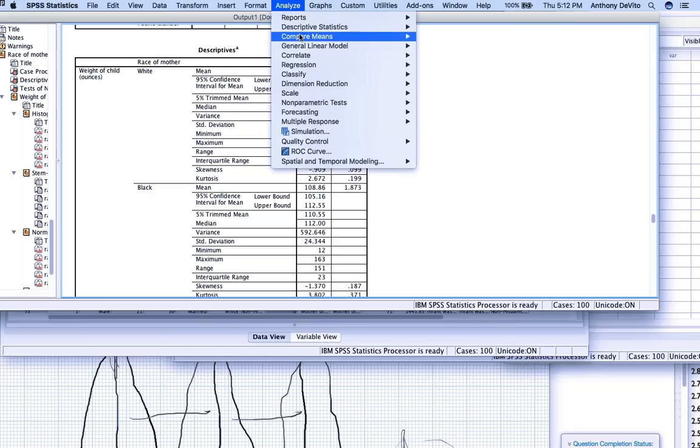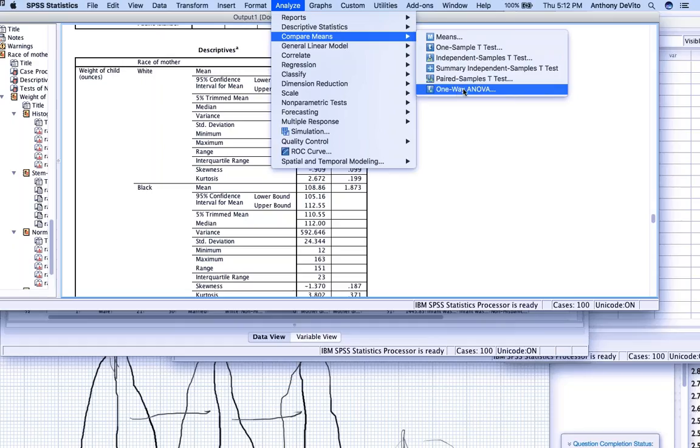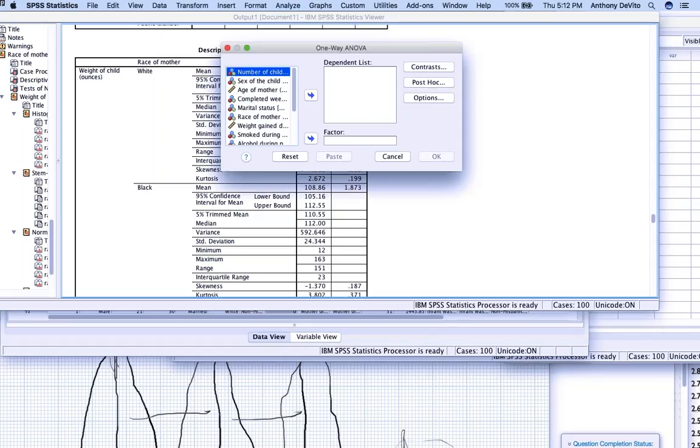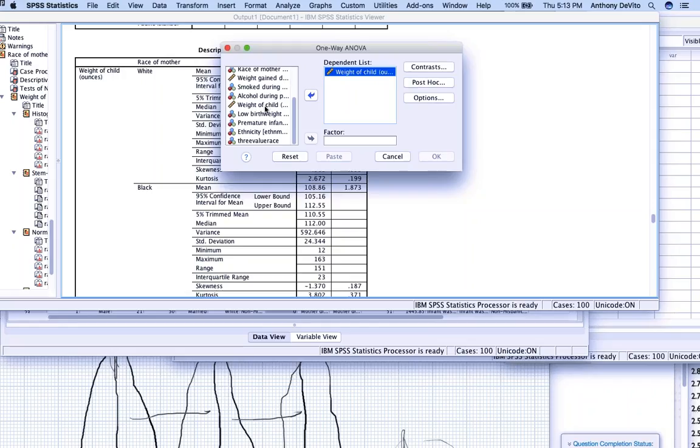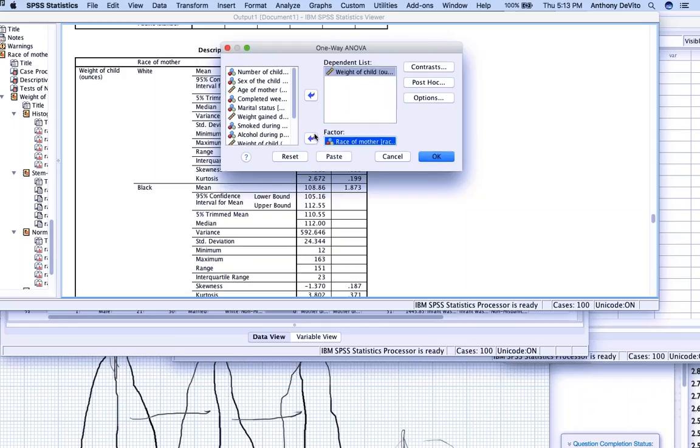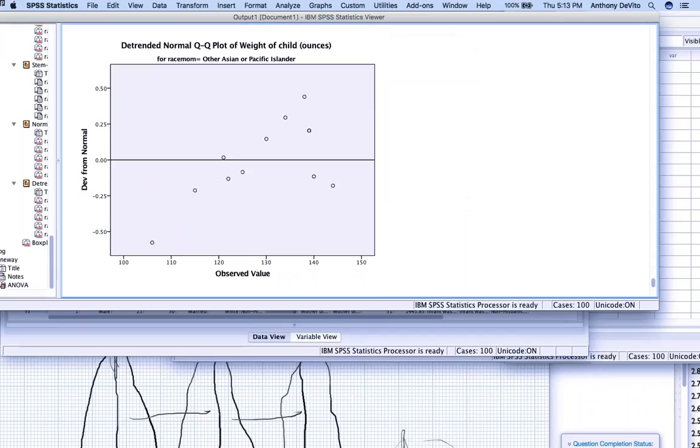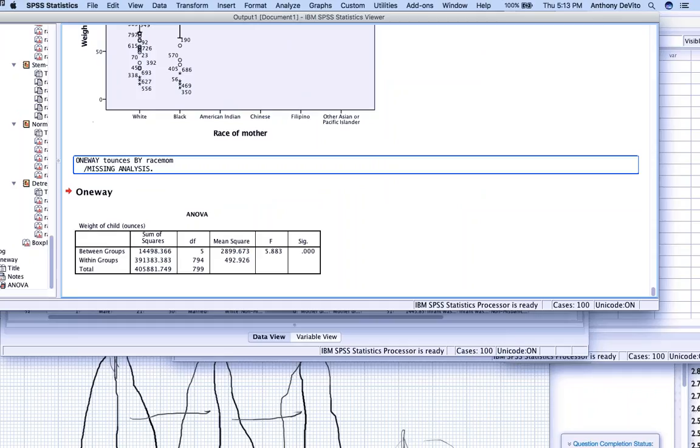It's going to go in here to compare means, go down to analysis of variance. Again, we're comparing means, but we're doing it by checking the variability, right? So it's a neat trick, isn't it? So our dependent variable is going to be the weight of the child. Weight of the child, I'm moving in there. And the factor is going to be the race of the mother. Those are the groups it's going to be broken up into. So I'm going to click OK, and it's going to do that analysis for me.